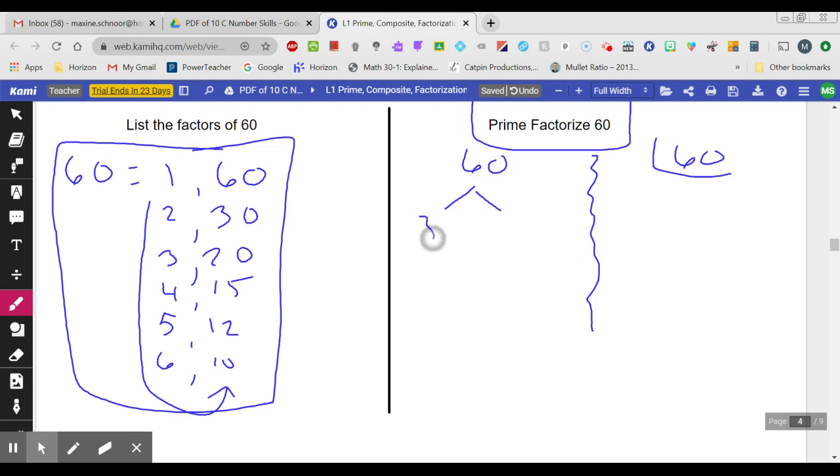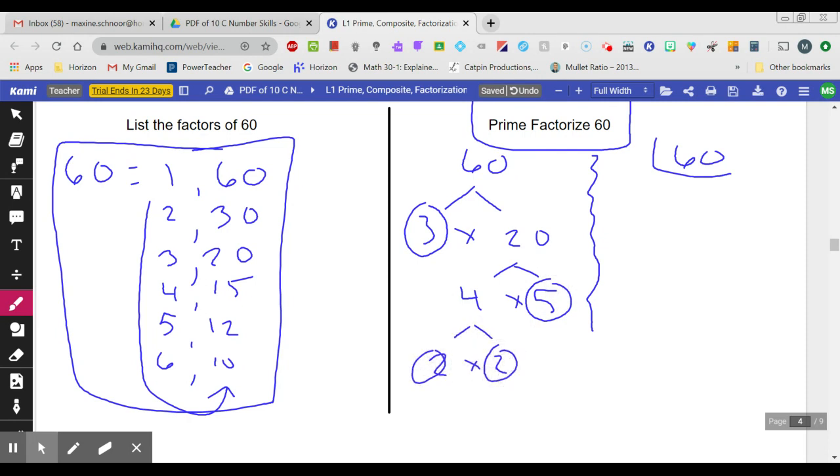Prime factorizing 60. Okay, so I'm going to go 3 times 20. Remember, with a factor tree, you can start off with any numbers that you want as long as they multiply to give 60. 20, I'm going to go with 4 times 5, and I know 5 is prime, and 4 is 2 times 2. So for the prime factorization of 60, I have 2 squared times 3 times 5.